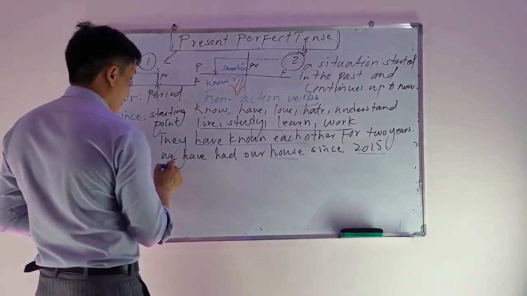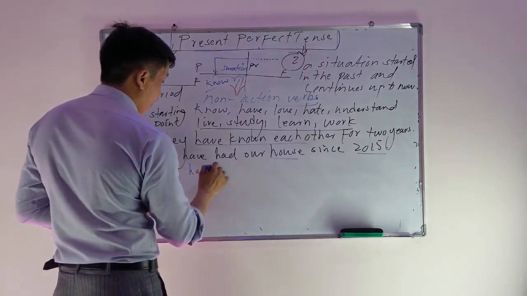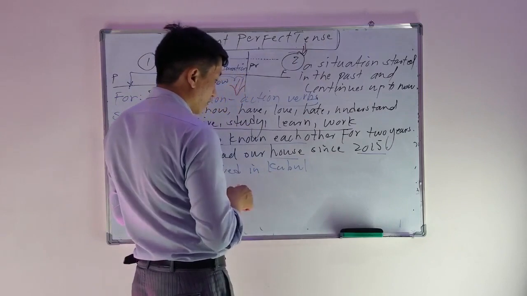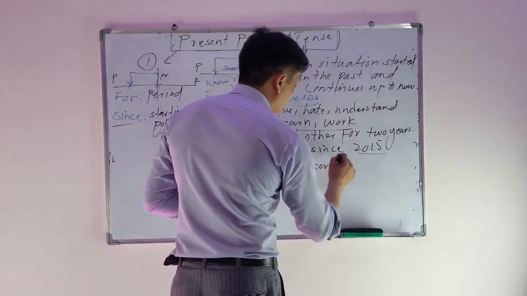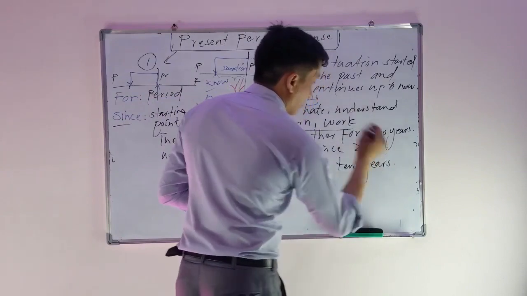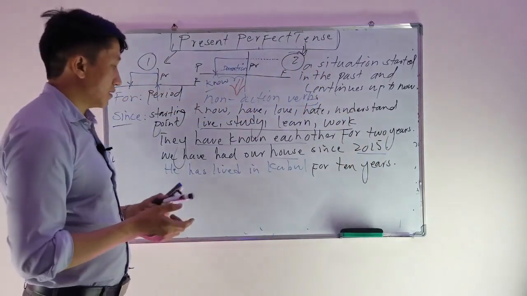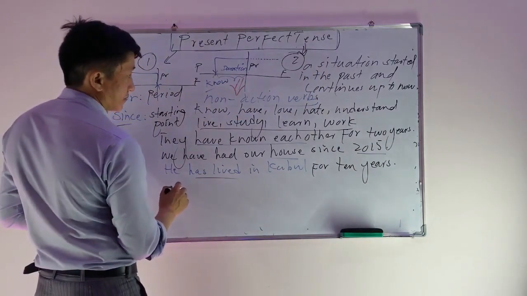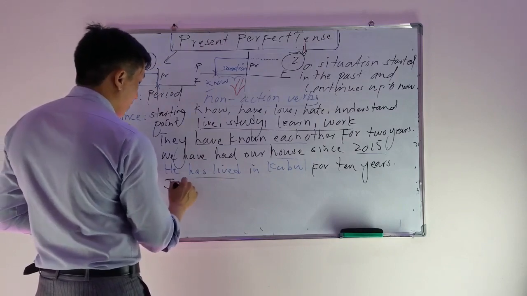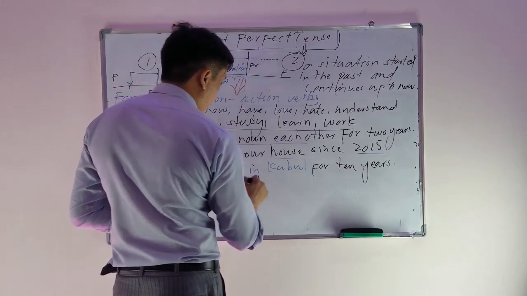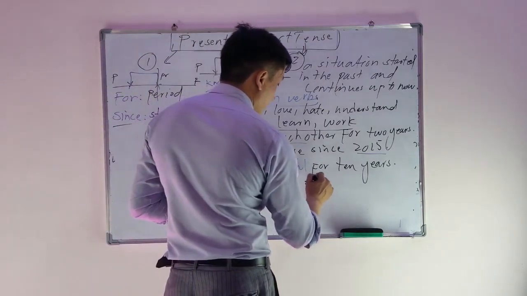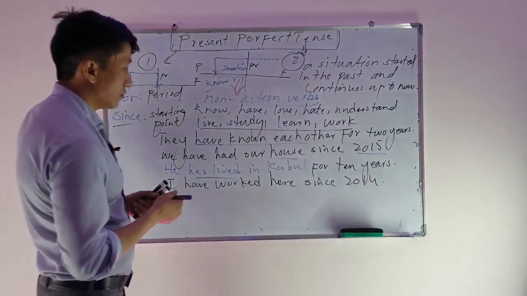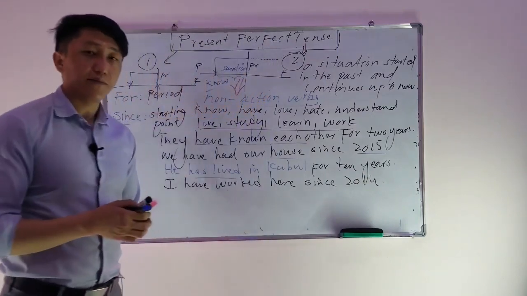Or we can say, he has lived in Kabul. For how long has he lived in Kabul? For 10 years. So it means 10 years ago he came to Kabul and he is still living and will also live in the future. Or I can say, I have worked here since 2014. Now, I started working here in 2014. I still work here. I may work in the future.